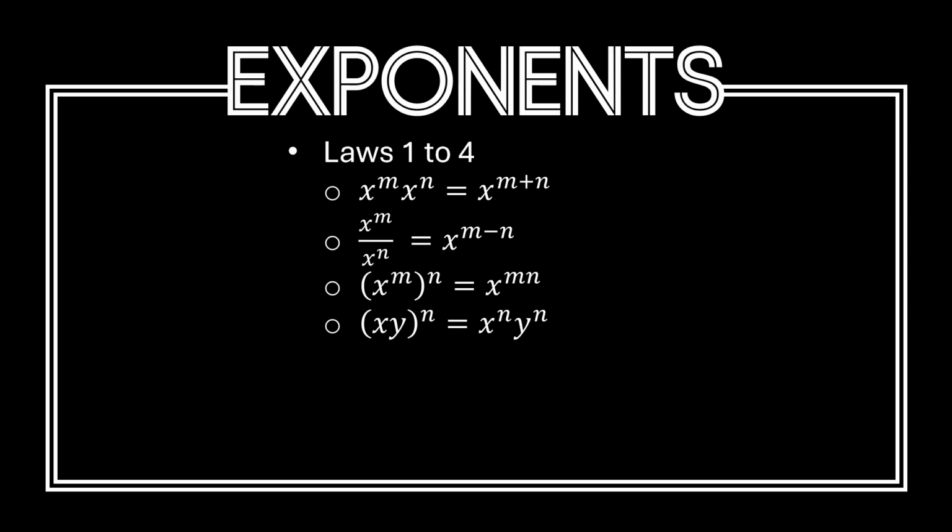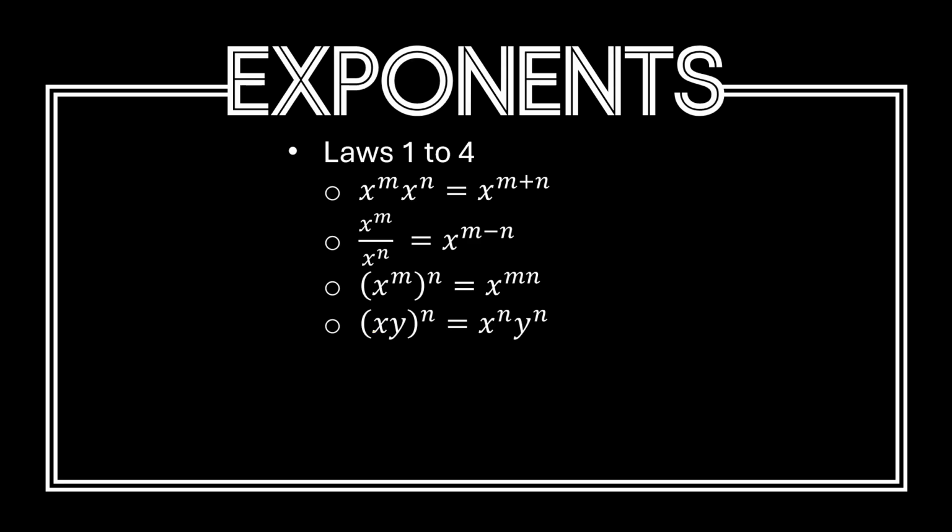Okay, so we will now just look at the corrections for the test on exponents. And the test is basically a recap on everything you need to know on exponents. So we've got laws 1 to 4: multiply the same base, add the exponents. When you divide the same base, you subtract the exponents. When you have a power to a power, you multiply the exponents.